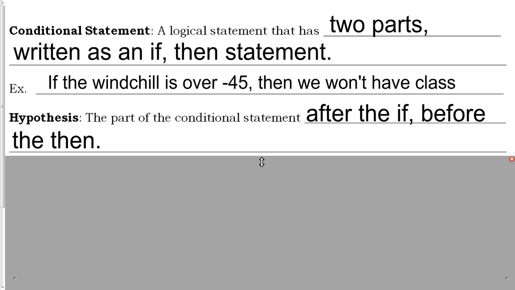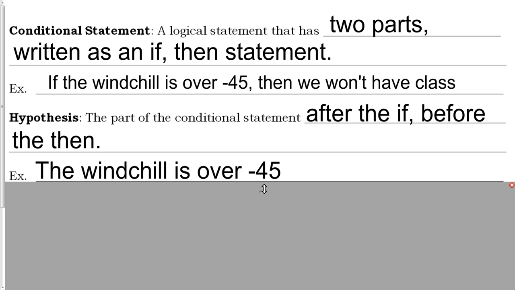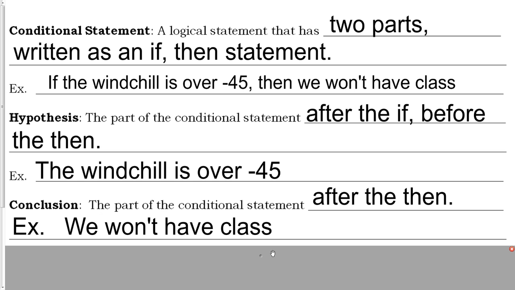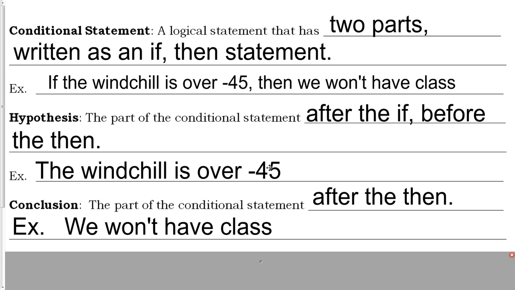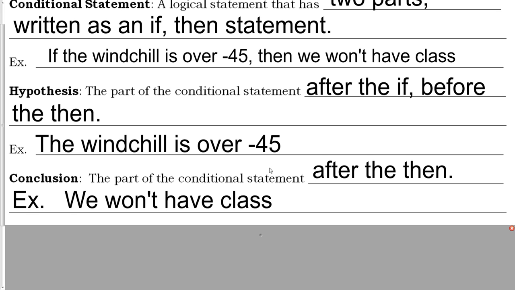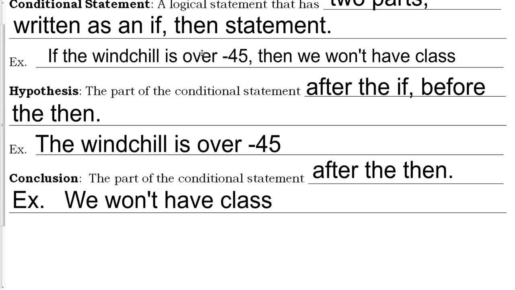The two parts have names. The first part is called the hypothesis. That's the part of the conditional statement after the if and before the then. In the example from above, that would be the wind chill is over -45 degrees. And then the other part is the conclusion, which is the part of the conditional statement after the then. In our example here, that would be we won't have class, the part after the then, right over there.